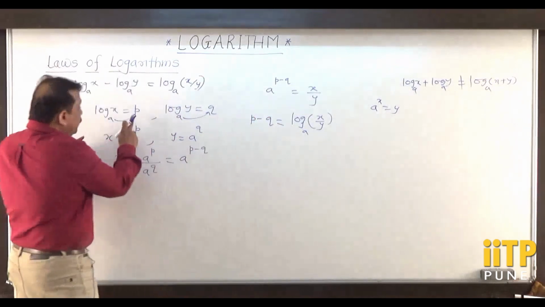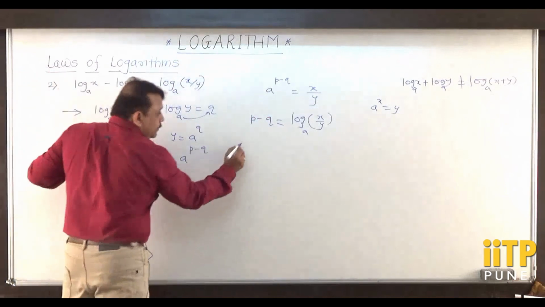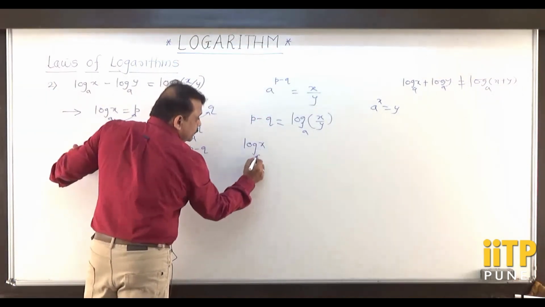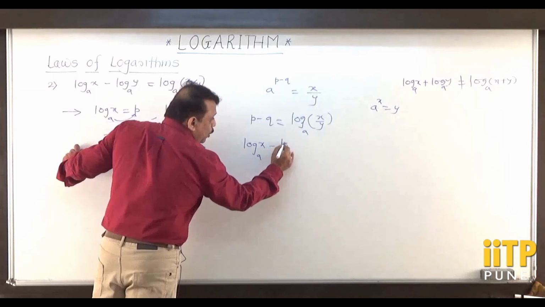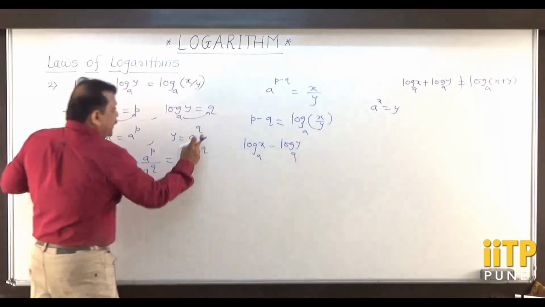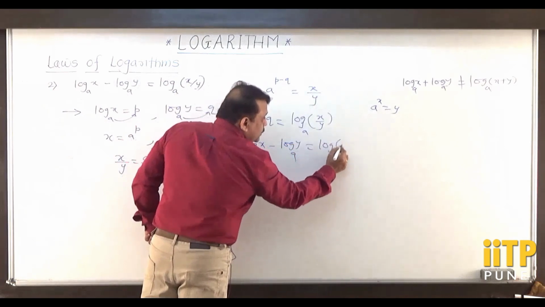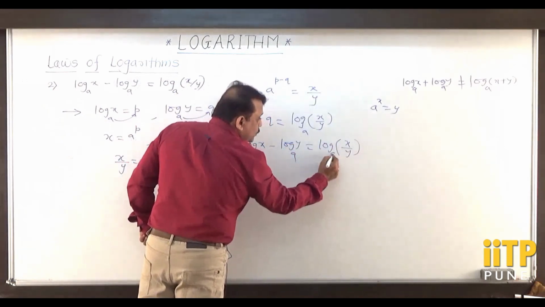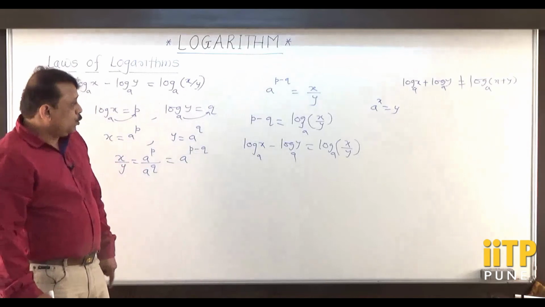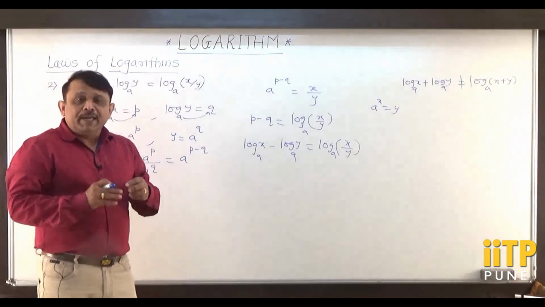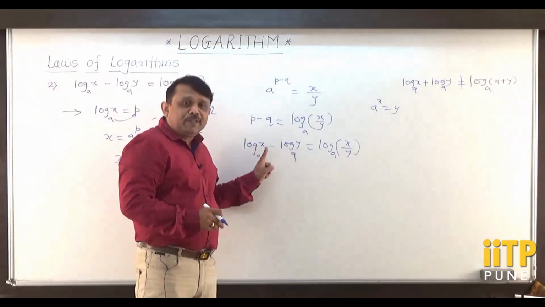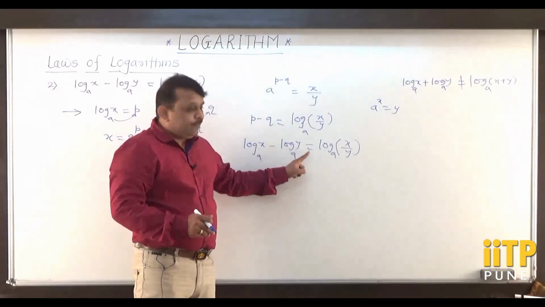Now substitute for p and q, and you will get the result. What is p? P is log x to the base a, and q is log y to the base a. So p minus q is equal to log of x divided by y to the base a. So log x minus log y is log of the ratio of the numbers x and y.